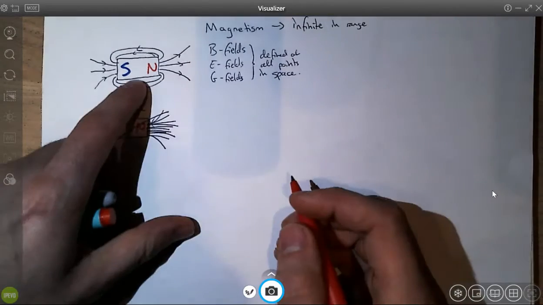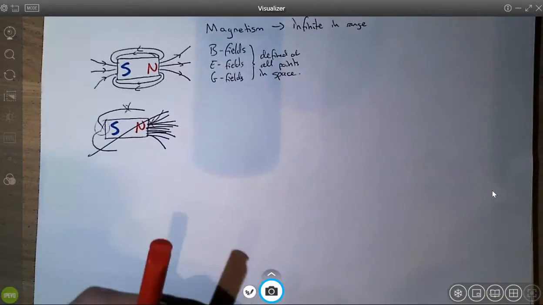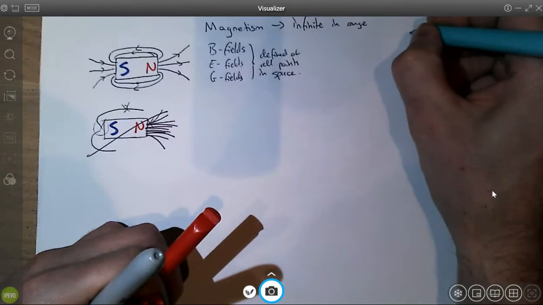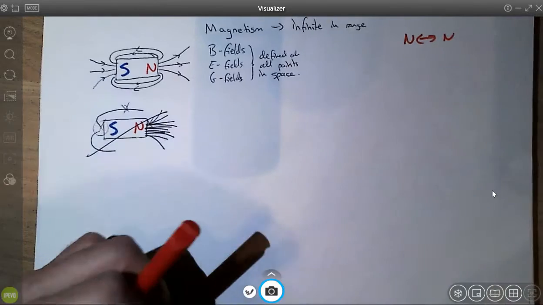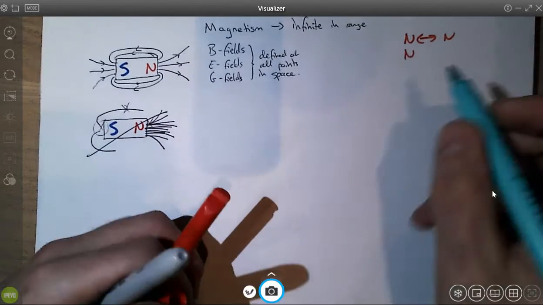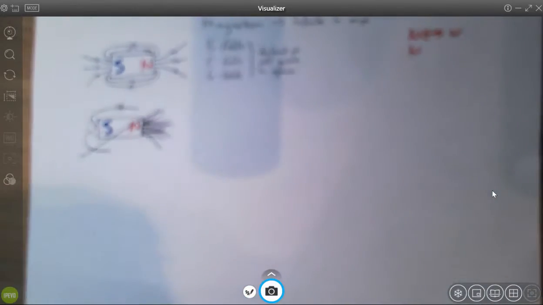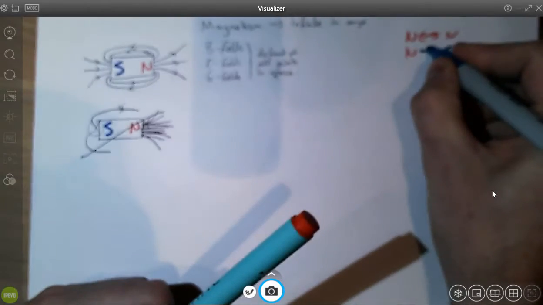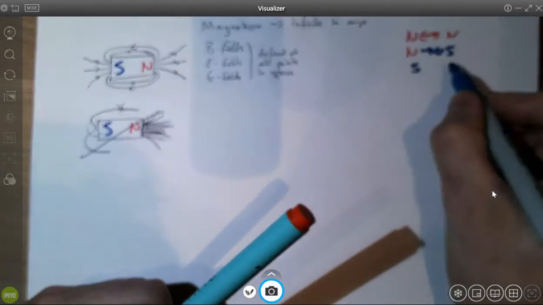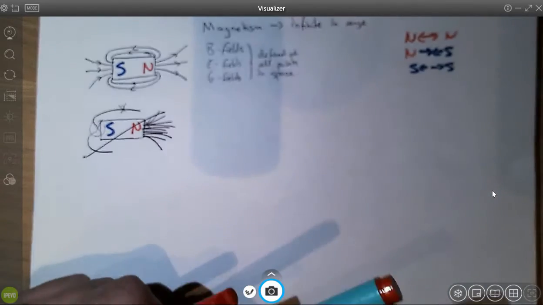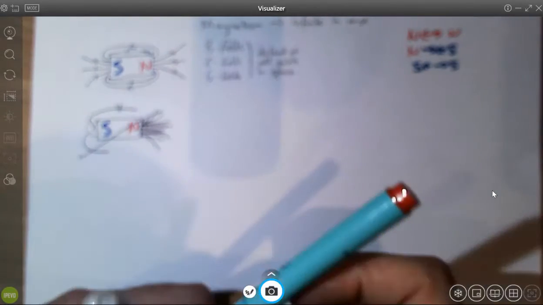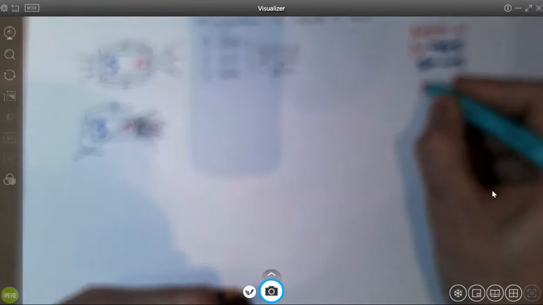Other really basic things that students should know. They should, of course, know that a north pole and a north pole repel each other. They should know that a north and a south pole attract each other, and then a south and a south pole repel each other. Students should also know that there's no such thing as a monopole.